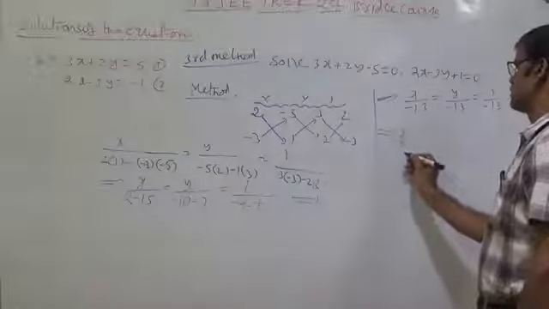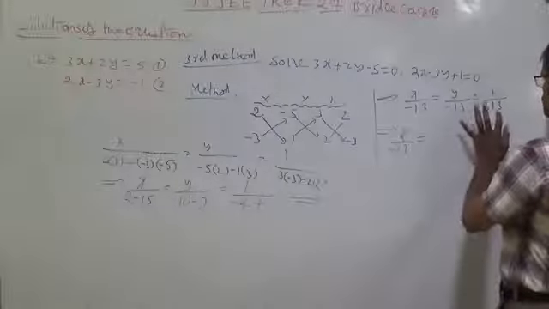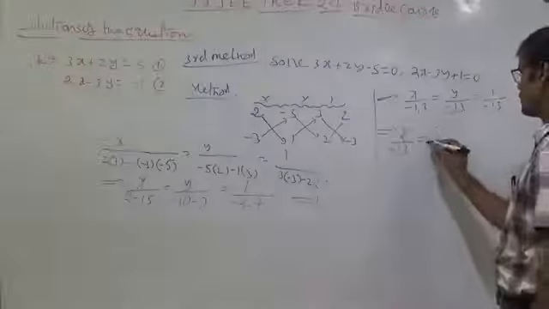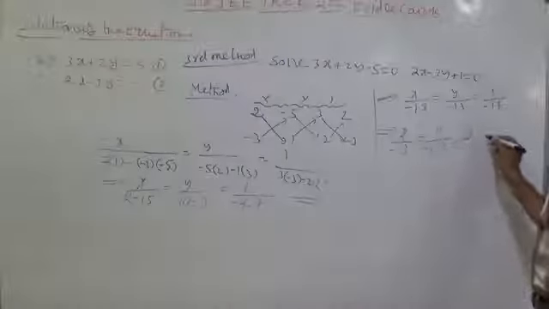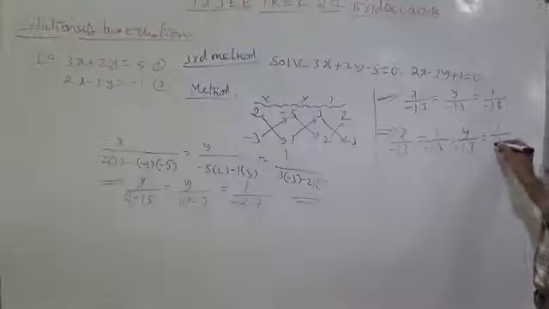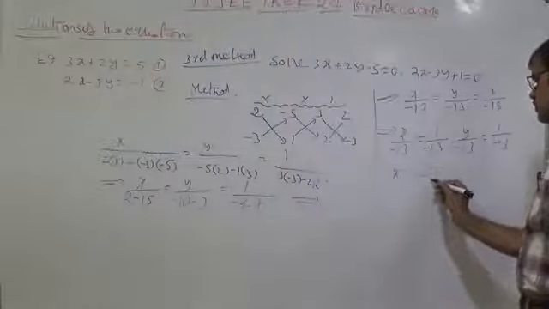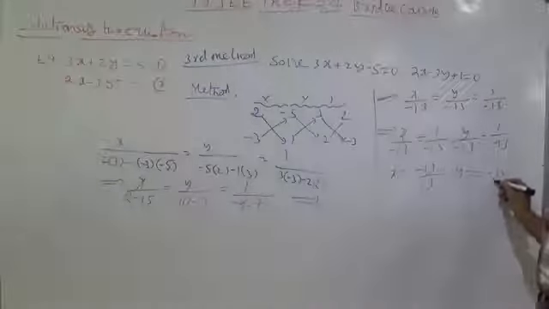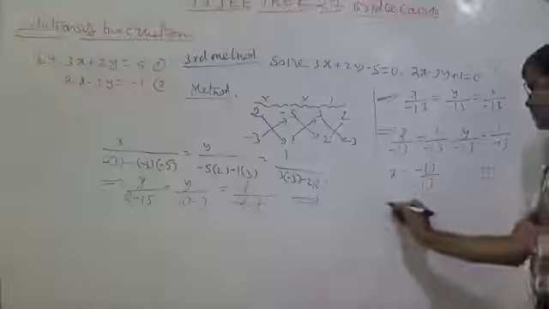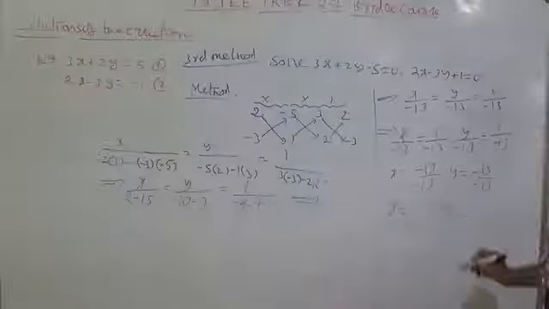In next step you should write x by minus 13 equal to y by minus 13 equal to 1 by minus 13. So x is equal to minus 13 by minus 13 and y is equal to minus 13 by minus 13. Therefore x is equal to 1, y equal to 1.